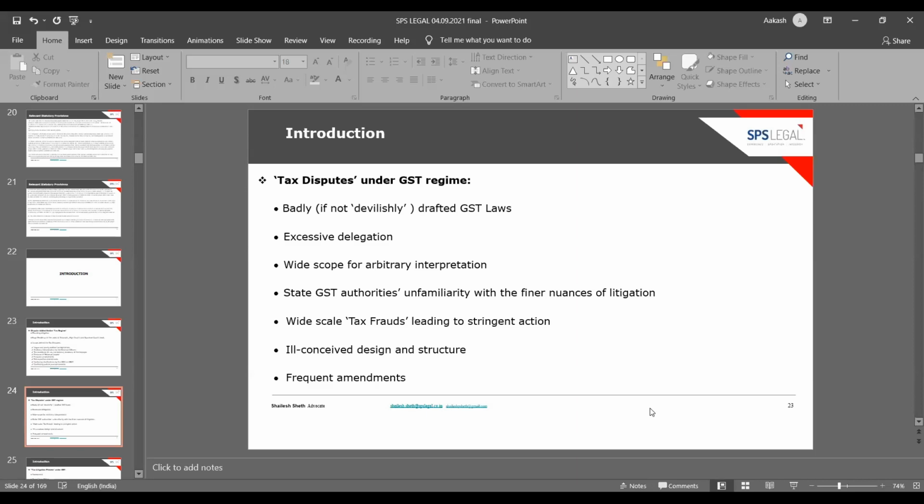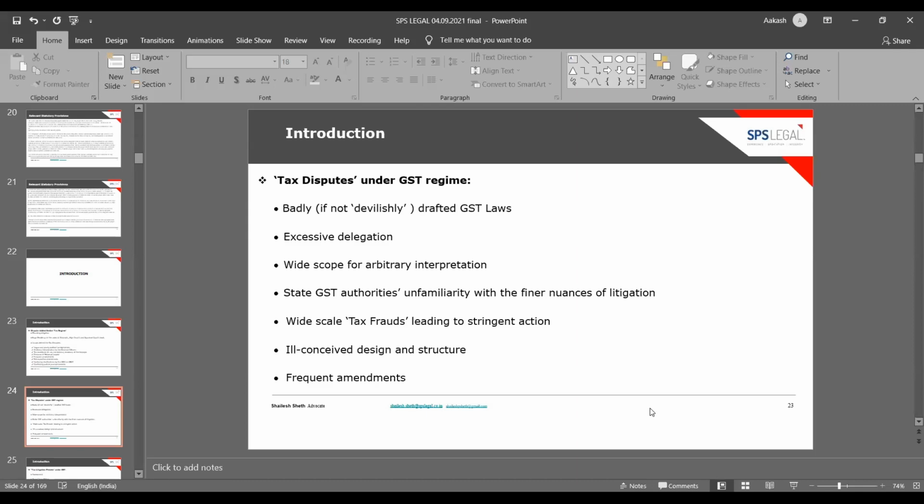Then another very disturbing feature is the apparent unfamiliarity of state GST authorities with the finer nuances of litigation under indirect tax. GST, as you know, has state government authorities and central government authorities manning this law simultaneously in a conjoint manner. The indirect taxes which have been subsumed, like customs, excise, service tax, have always had a very well-defined process of litigation, starting from investigation, search, and seizure, and then show cause notice, audit, audit objection resulting in show cause notice, adjudication, first appeal, tribunal.